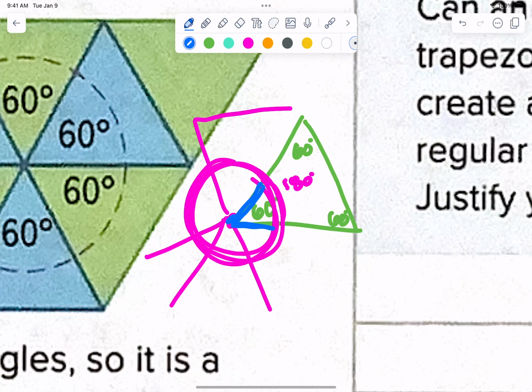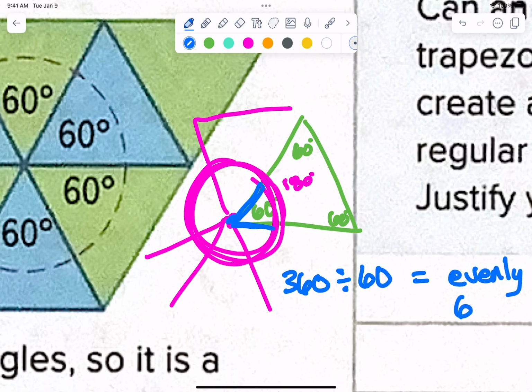That's how that works. 360 divided by 60, because that's what one of them is, comes out evenly, right? It is 6. I would need 6 of them to go around, and they would all come together, and if I use 6 of them, I would make 360 degrees. That's how I know all of the angle measures would come together, right?